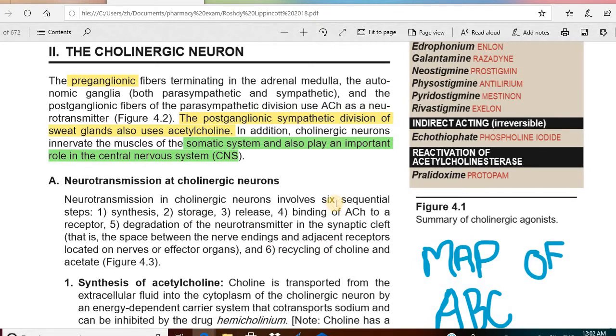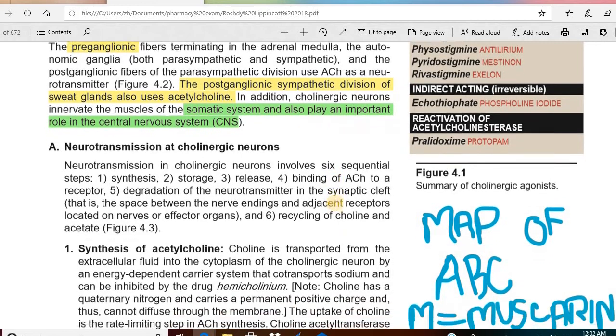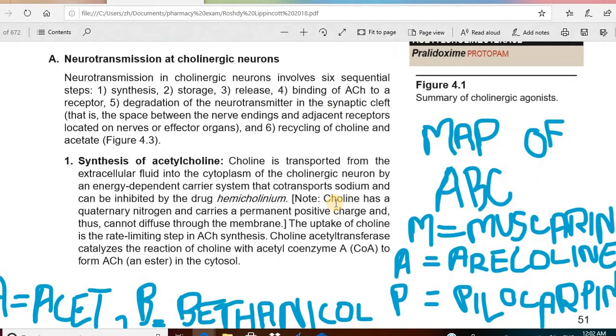So here is the neurotransmission at cholinergic neurons. So neurotransmission in cholinergic neurons involves six steps. So first step is synthesis. Second step is a storage. Third, release. Four, binding of acetylcholine to a receptor. And number five is degradation of the neurotransmitter in the synaptic cleft.